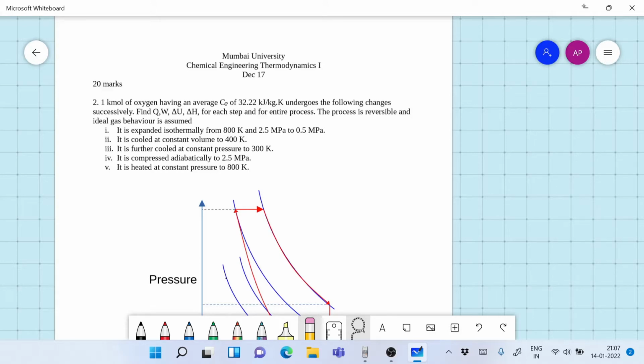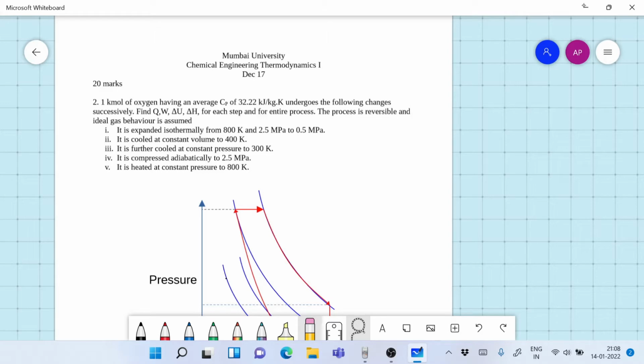1 kilomole of oxygen having an average CP value of 32.22 kilojoule per kg Kelvin undergoes the following changes successively. Find Q, W, delta U and delta H for each step and for entire process. The process is reversible and ideal gas behavior is assumed. Well, the processes that it undergoes are given in 1, 2, 3 and 4.